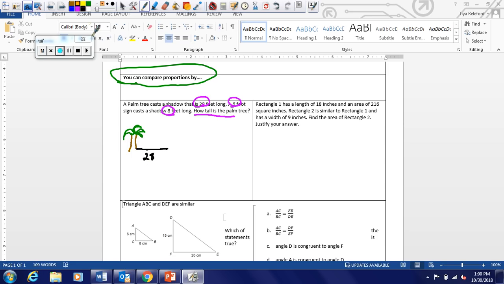Then you have a sign. And it has a shadow. The sign's shadow is 8 feet and the sign is 6 foot tall. We want to know how tall the palm tree is. Here's what this problem really is. This is a triangle. Do you see how they both make triangles?